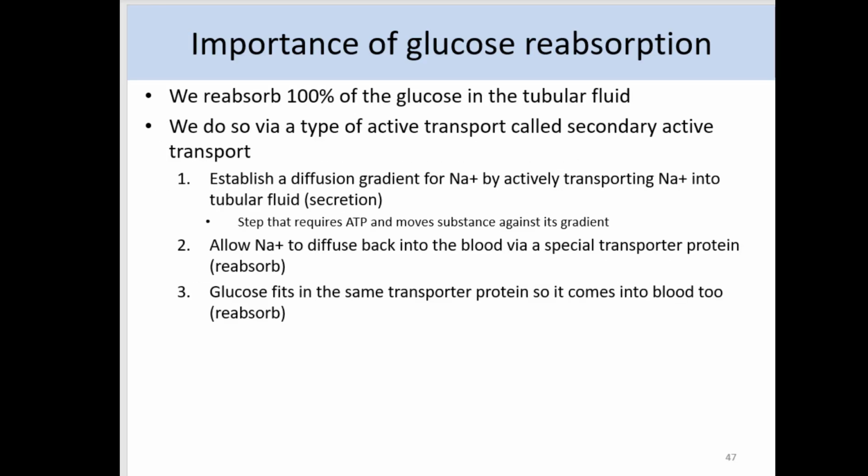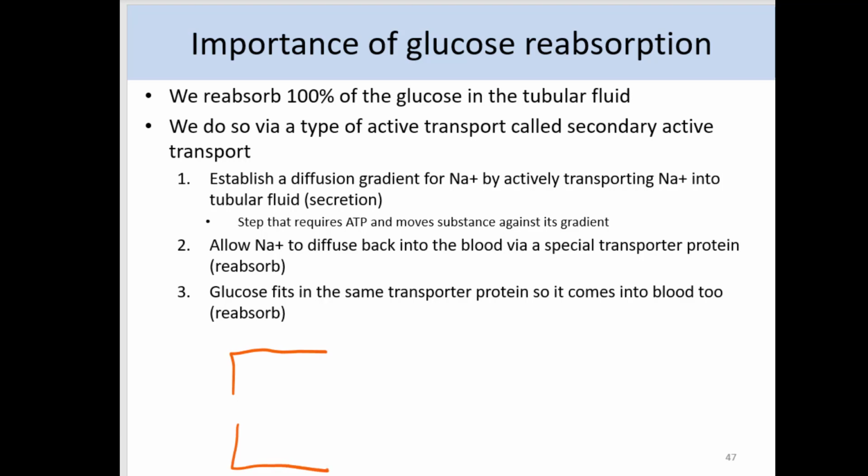Secondary active transport is actually pretty interesting. What we're going to do with secondary active transport is we are going to establish a diffusion gradient for one molecule, and then we are going to let that molecule diffuse, and as that molecule diffuses, it will bring along with it glucose. In other words, the glucose is going to kind of ride the wave of diffusion of this other molecule. And we usually do this with sodium.